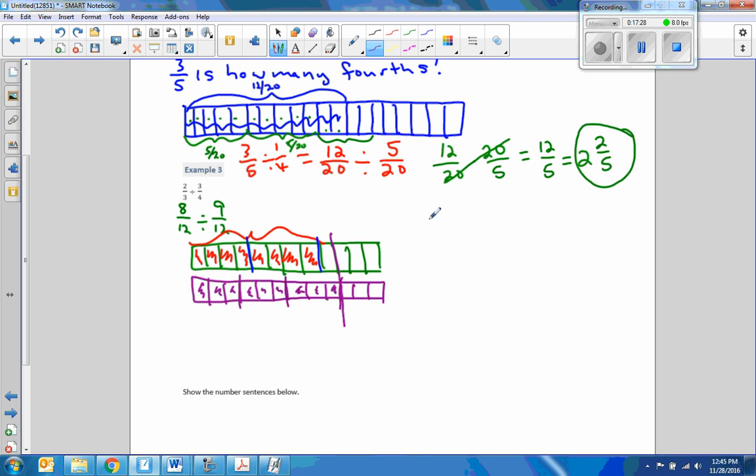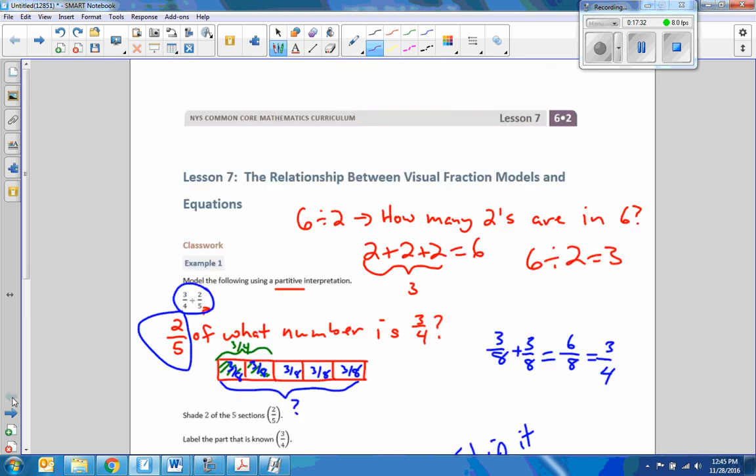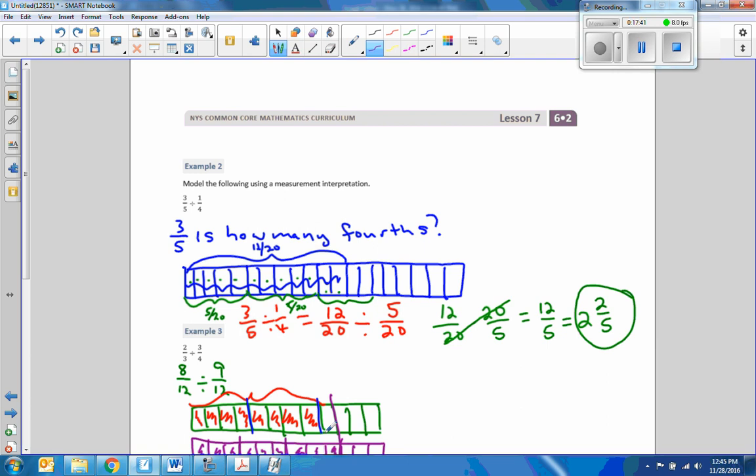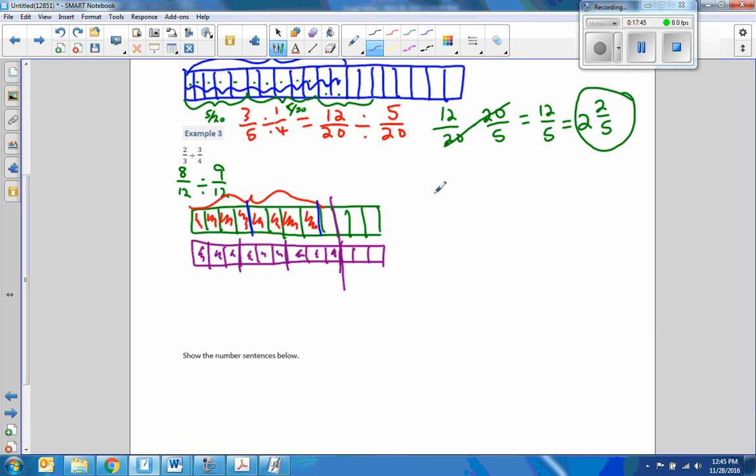Now watch how easy it is to do without the model, using what they call the invert and multiply method. I call it flip it and switch it. So if we go back to this problem here, flip it and switch it is simply leave the first fraction alone, switch to multiplication, and flip it. And 4 times 2 is 8. 3 times 3 is 9. So 1, 2, 3, 4, 5, 6, 7, 8 out of 9 is equivalent to this set of 3/4. So the answer is 8/9.